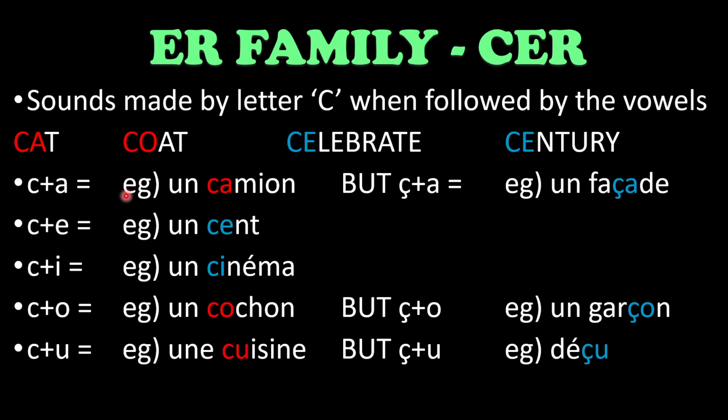So when it's followed by the 5 basic vowels, A, O, and U give you the hard C sound, that is the k sound. When it's followed by E and I, it will give you the soft C sound, that is the S sound. Now what happens when your letter C is followed by A, O, or U, but you want to give it the soft C sound, that is the S sound? What do you do then?